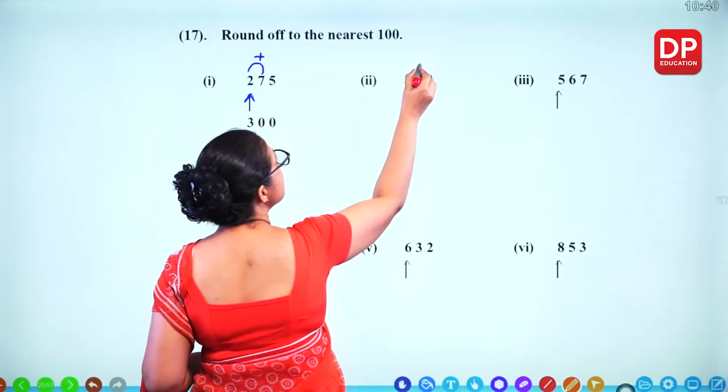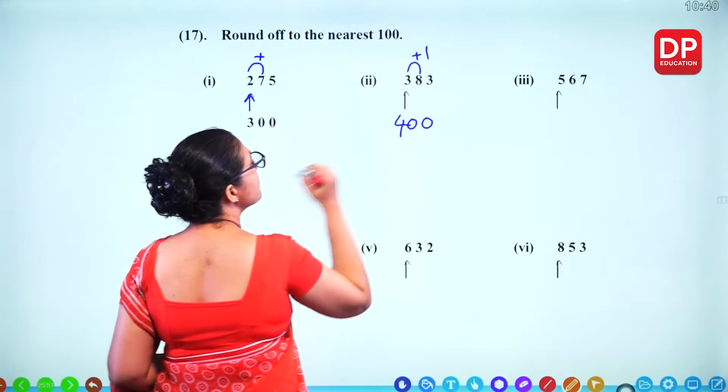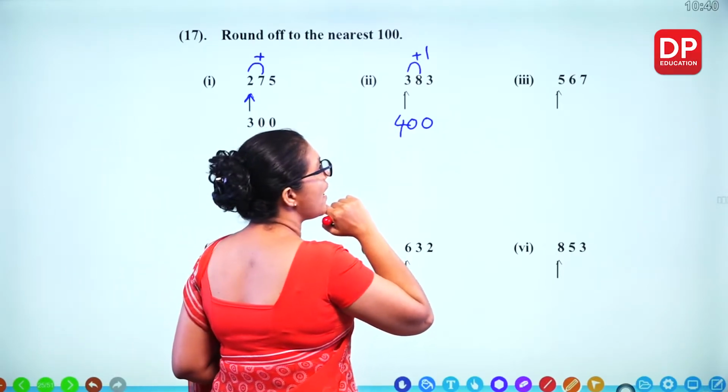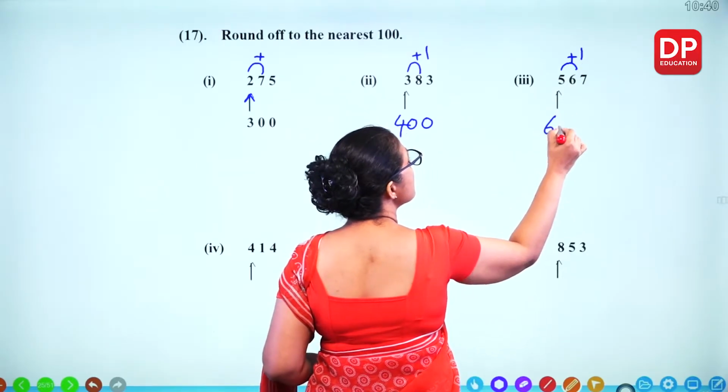This one, 8 is the next number, so you need to add 1. So what's the answer? 400. This one, 5 is there. The next number is 6, so you need to add 1. 600.